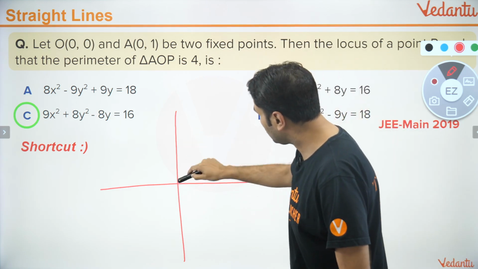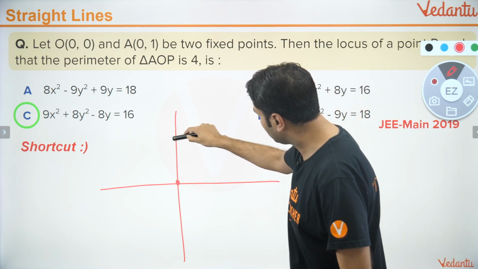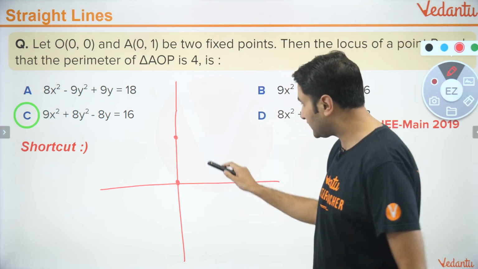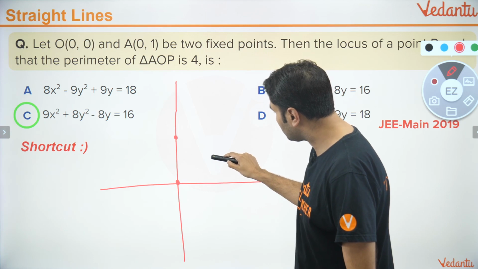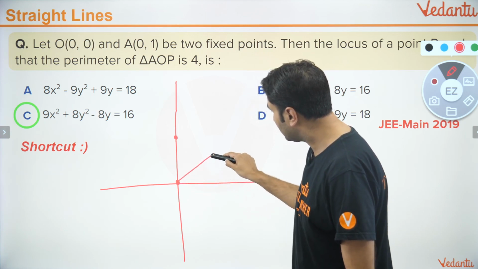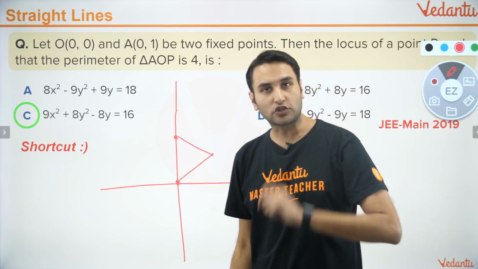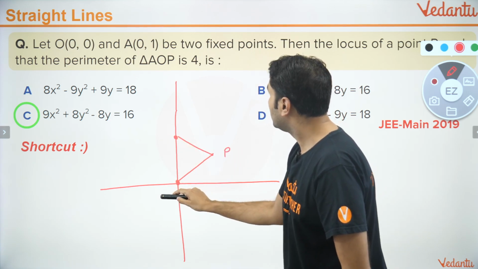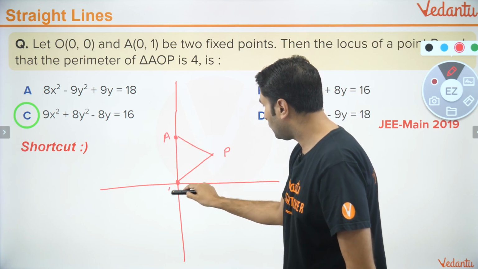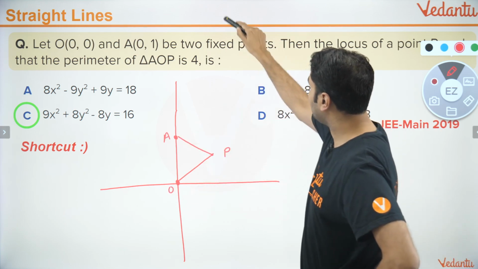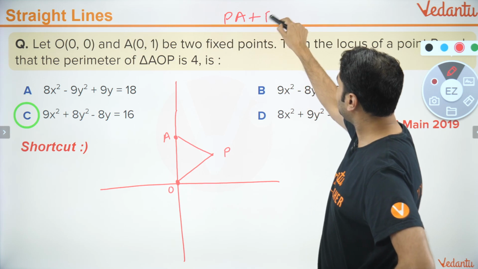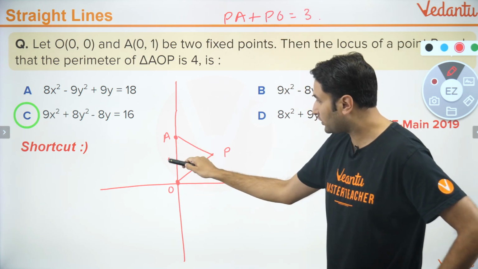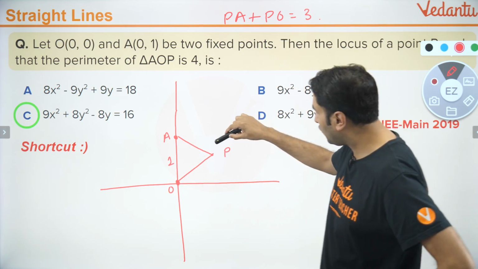ये बोल रहा है कि there are two fixed points, and there is a point P which moves such that this plus this remains constant. Basically ये क्या है? This is P, this is your A and this is your O. So PA plus PO is equal to बच्चों कितना हो गया? 3, because AO कितना है? This is already 1.